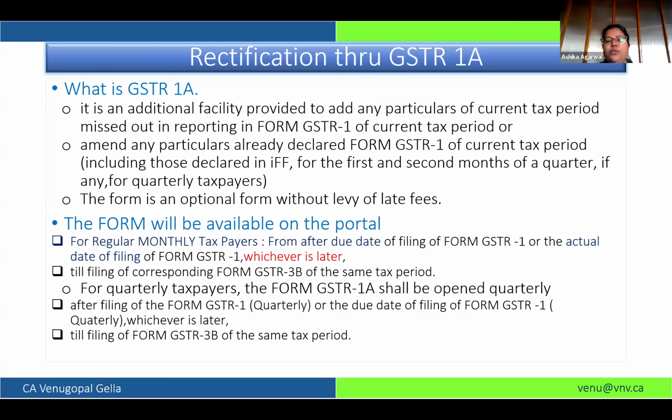So it's very important that GSTR1 while filing for the October month is correctly filed, with no error or mistake done for 24-25 that you would need to rectify through 1A. Otherwise, ITC loss will be there at the recipient side as we discussed.